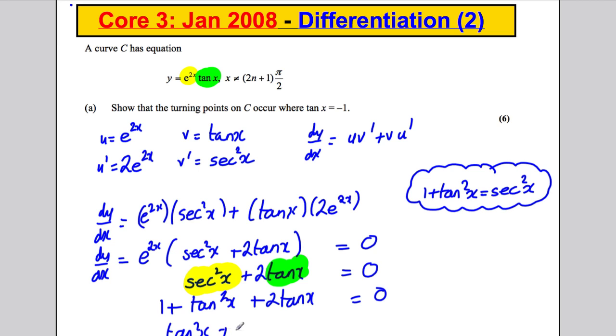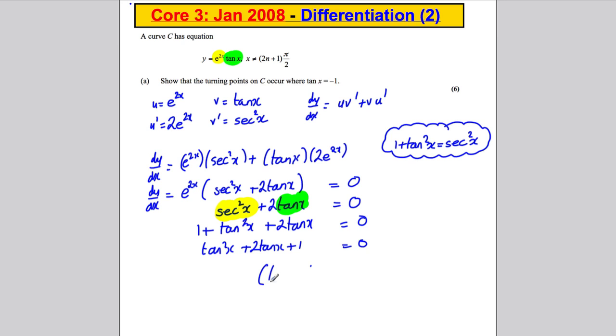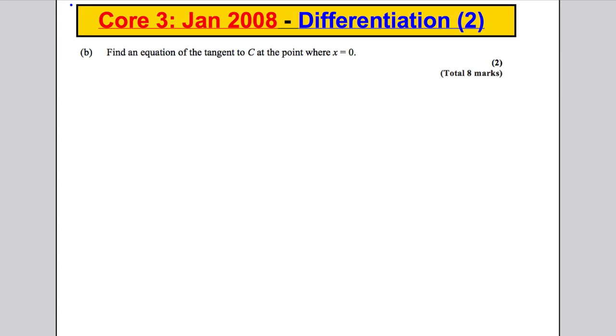Tan squared x plus 2 tan x plus 1 is equal to 0, and then you can factorise that as tan x plus 1 all squared is 0, so tan x as required is negative 1, and you're done. And part B, find the equation of the tangent to C at the point where x is 0.